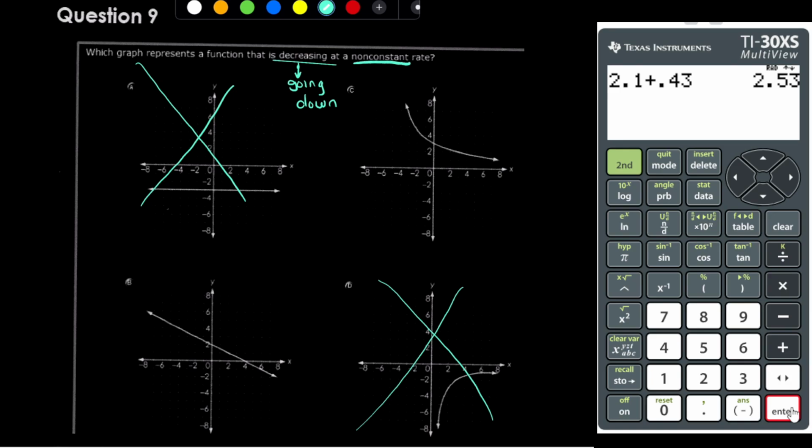Non-constant means that your slope is changing, meaning it's going to not be a straight line. If it is a straight line, it is a constant rate. So that disqualifies B. Our only answer left is C. It has a curve. If you see a curve, it means it's non-constant. So your answer is C.